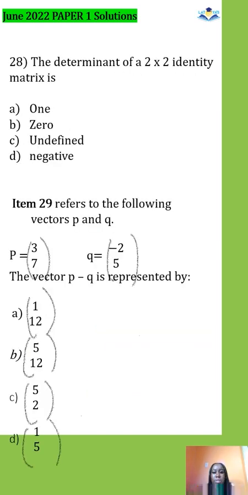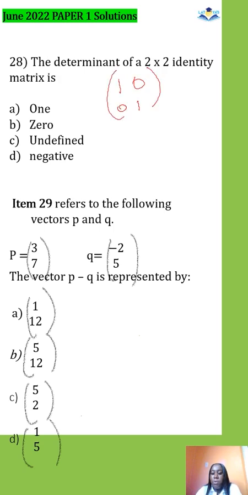Question 20. Determinant of a 2 by 2 identity matrix is. Now, before you look at this question, you have to know what an identity matrix is. An identity matrix is a square matrix with 1s in the main diagonal and 0s everywhere else. Okay, so this is a 2 by 2 identity matrix.